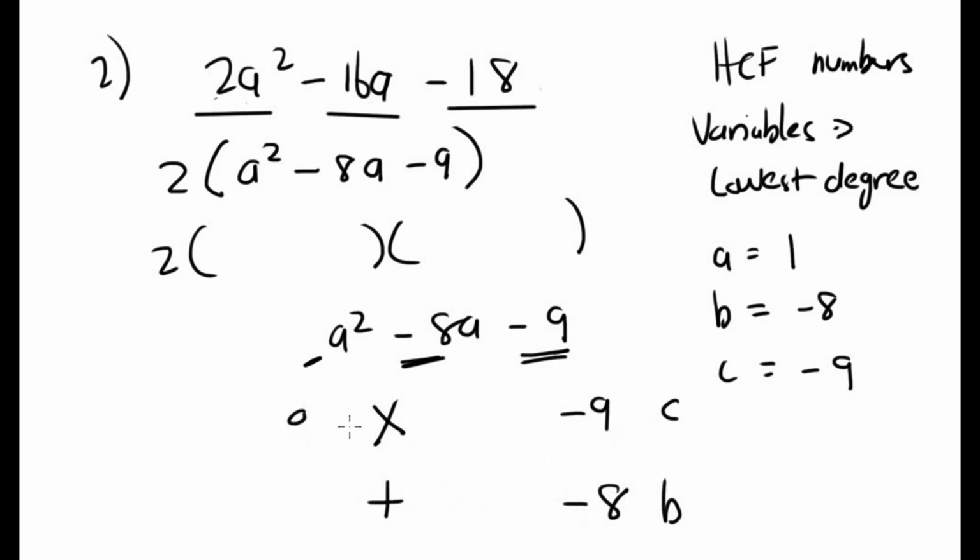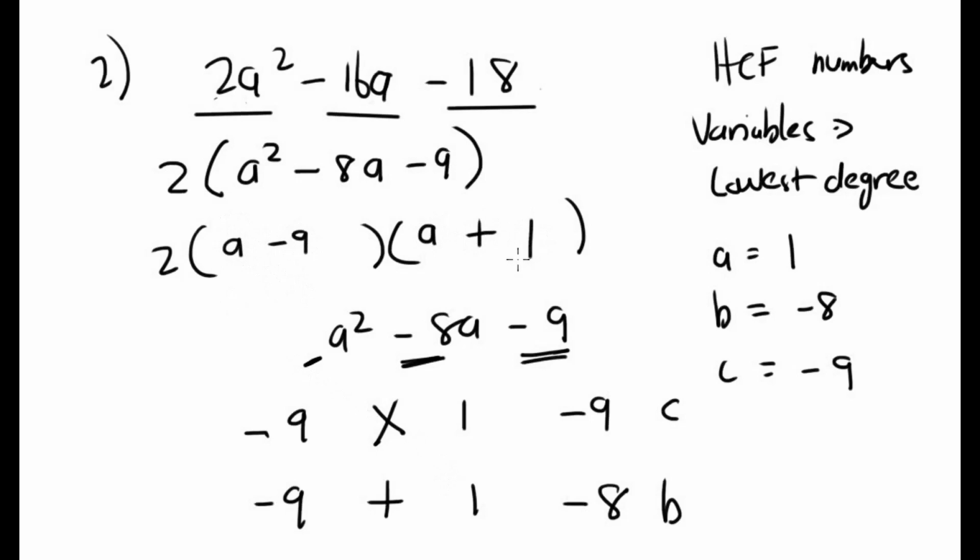So we can see from here that it will be 9 times 1. And because we must get a -8 here, we're going to have to make the 9 negative. So in this case, we've got a minus 9 and a plus 1. Okay, so that's basically our trinomial.